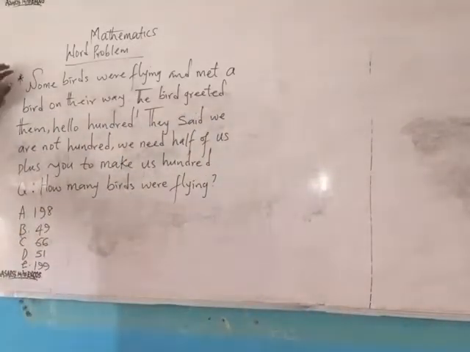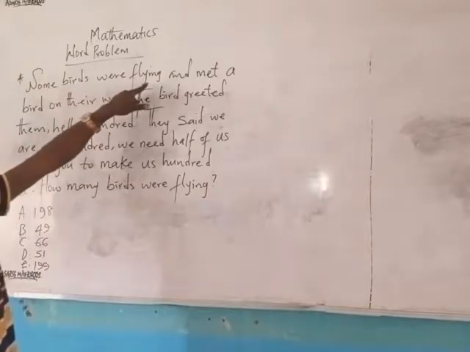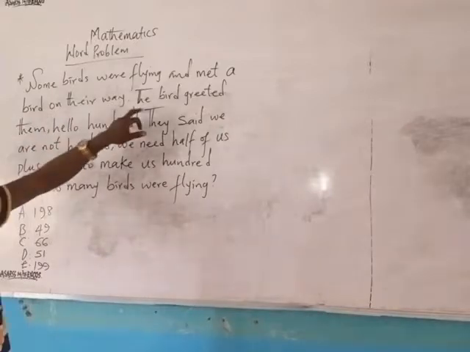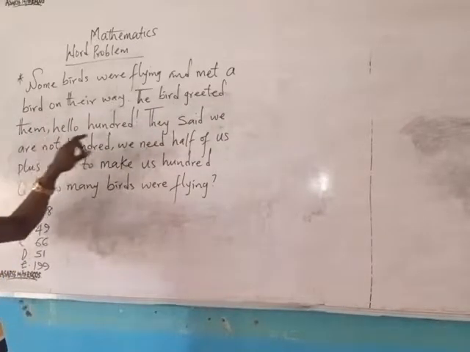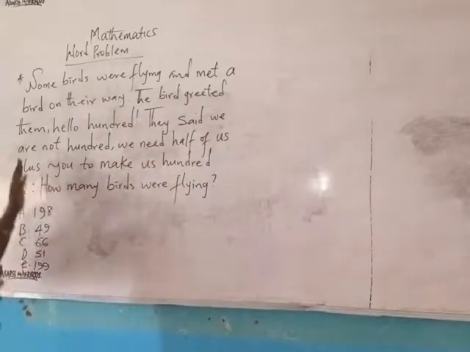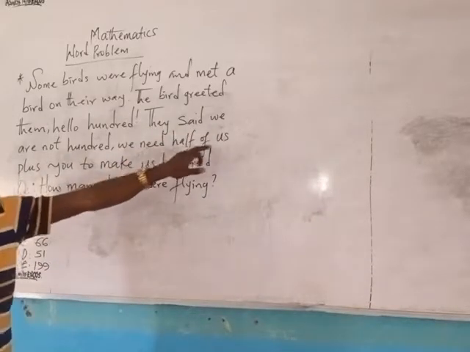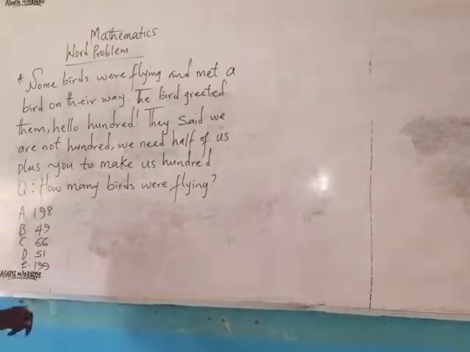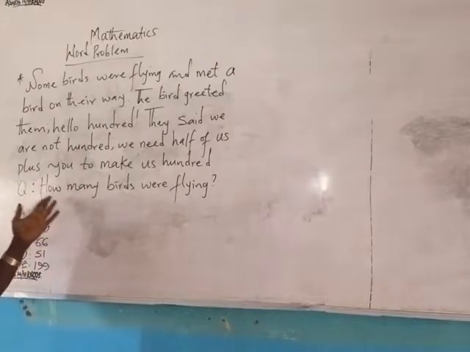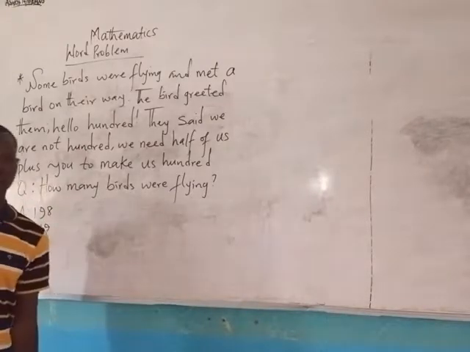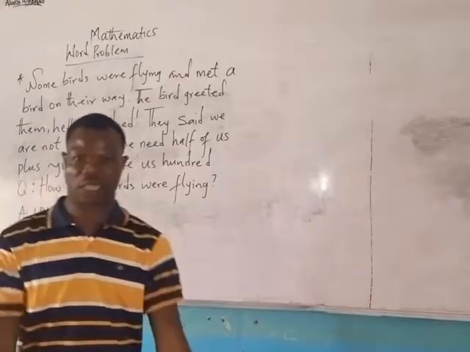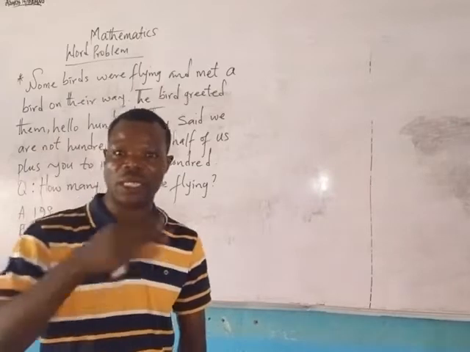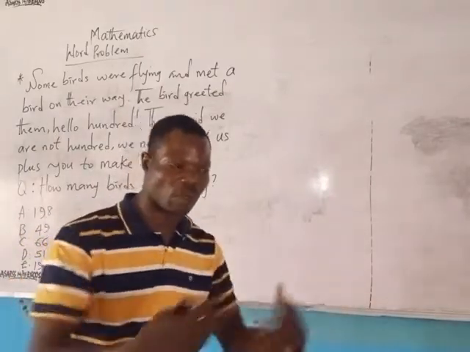The question says, some birds were flying and met a bird on their way. The bird greeted them, "Hello, 100." They said, "We are not 100. We need half of us plus you to make us 100." The question is now, how many birds were flying? That meant a single bird greeted them, "Hello, you people are 100."